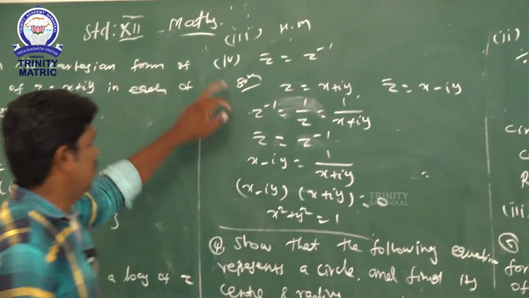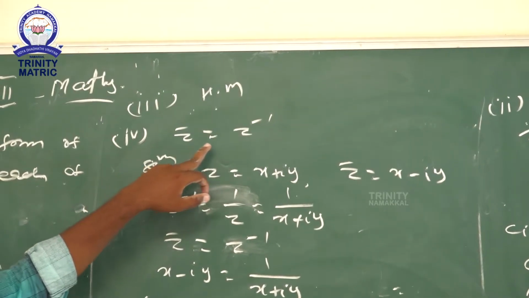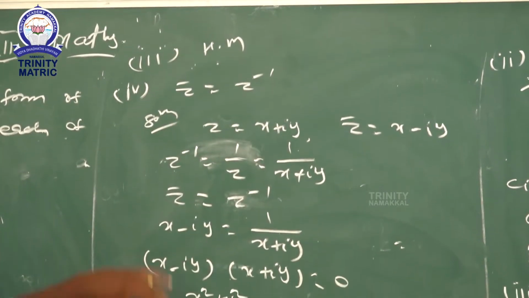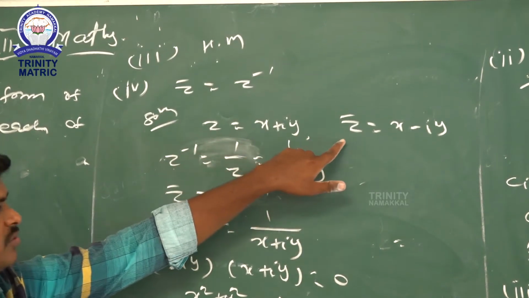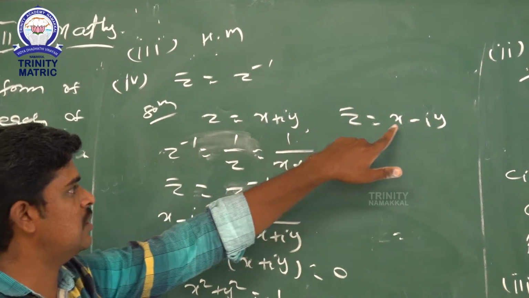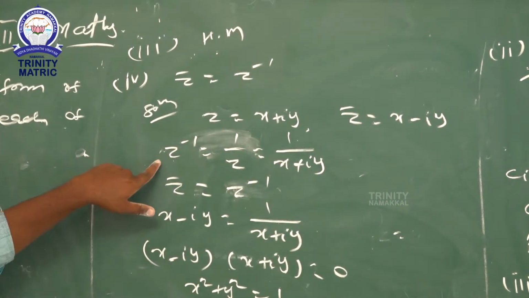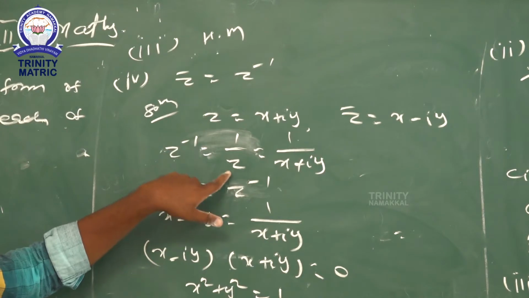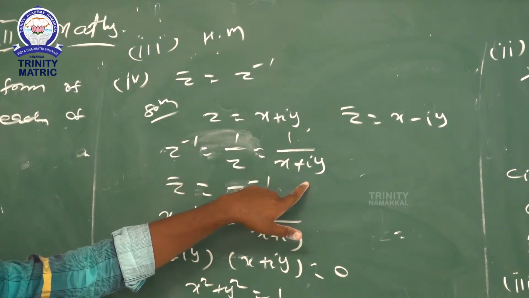Next, third sum. This is a homework sum. Next, fourth one, z bar is equal to z inverse. Here consider z equal to x plus iy. What is the conjugate of z? Thus z bar is equal to x minus iy. Next, right side term, inverse term. So z inverse is equal to 1 by z. This is the reciprocal of z, is equal to 1 by x plus iy.